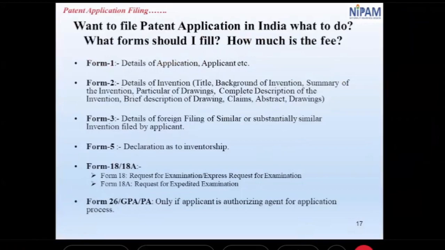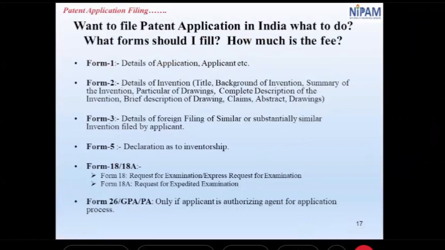Form 3 is details of foreign filing of similar or substantially similar invention filed by the applicant. That means whether you have filed any similar application in any foreign country. So it's kind of a declaration. Form 5 is the declaration as to inventors. That means who is the inventor, you have to declare in Form 5.